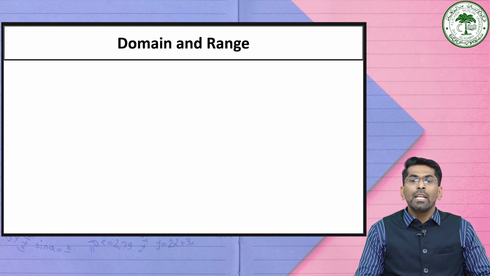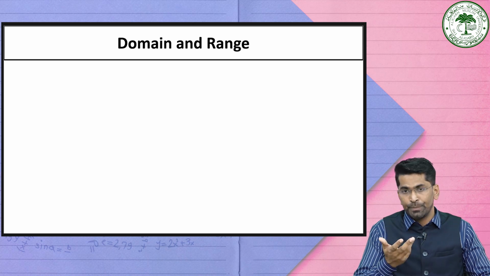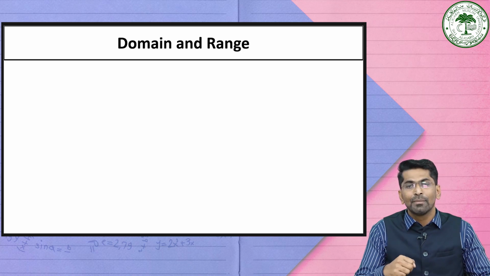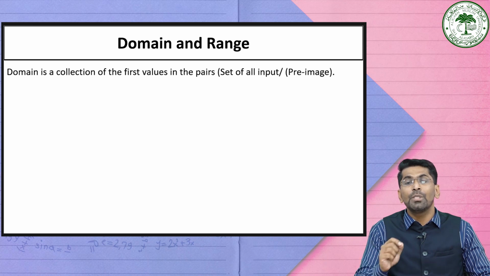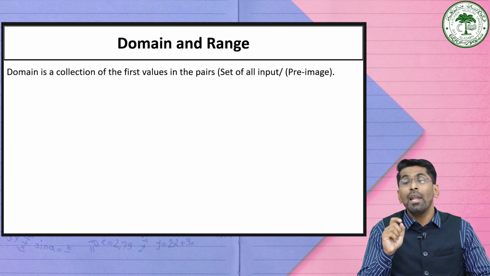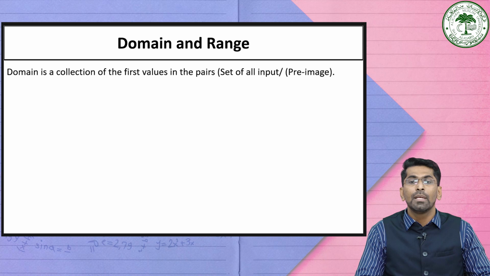Now, let me introduce the concept of domain and range, which are two important parts when we make a particular relation. Every relation must have some domain and range. So what do you mean by domain and range? Domain is a collection of the first values in the ordered pairs, or the set of all inputs, x values. It is also called the pre-image.